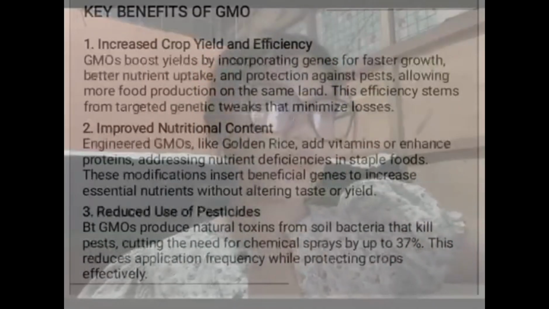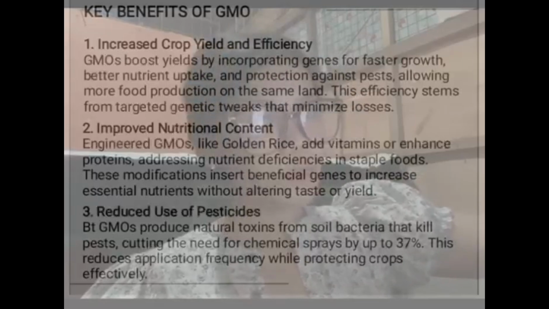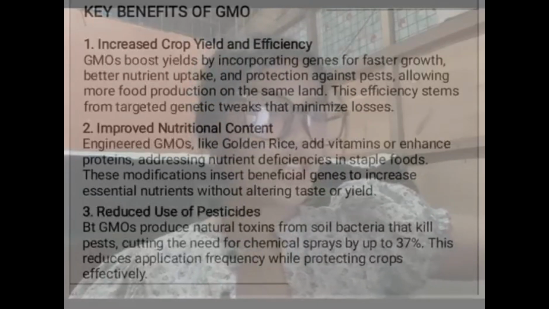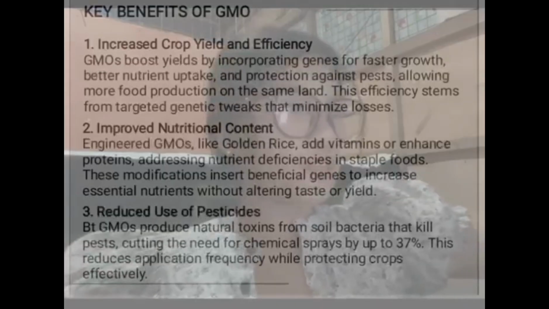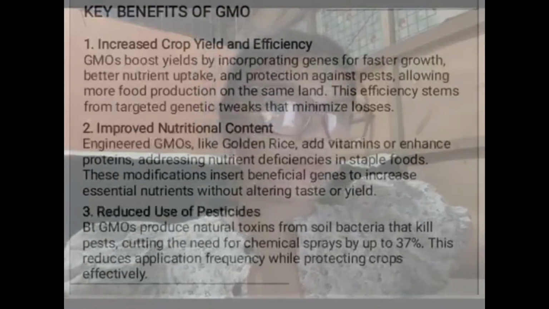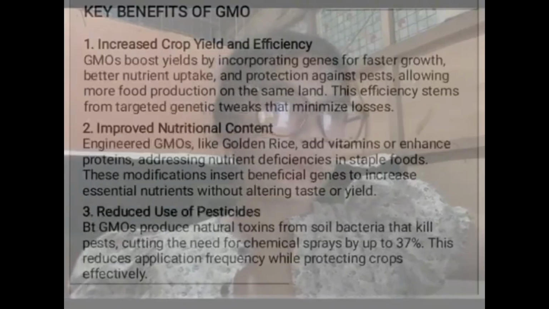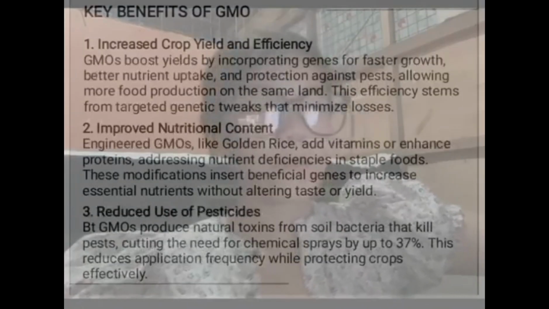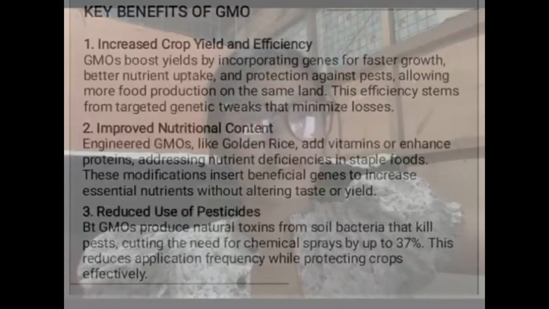So we have the third one, reduced use of pesticides. BT GMOs produce natural toxins from soil bacteria that kill pests, cutting the need for chemical sprays by up to 37%. This reduces application frequency while protecting crops effectively.